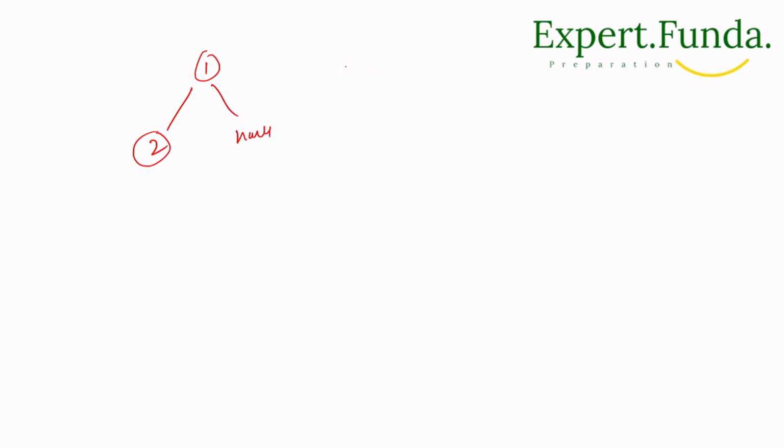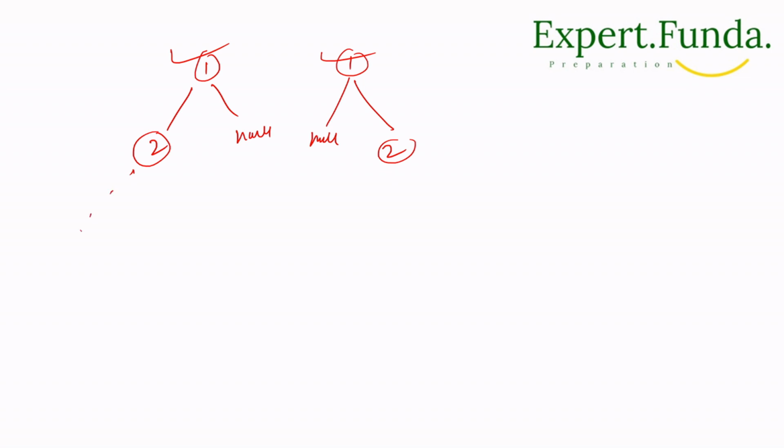But if we talk about this one, which is 1 with null on one side and 2 on the other, is this identical? We check the first two root nodes. The root nodes are equal, so it returns true. Now we pass its left and right subtrees.